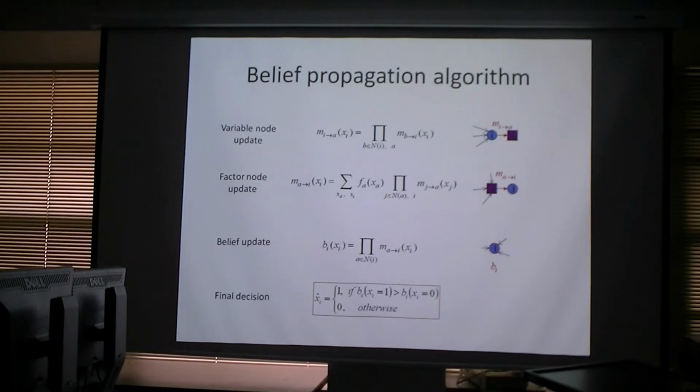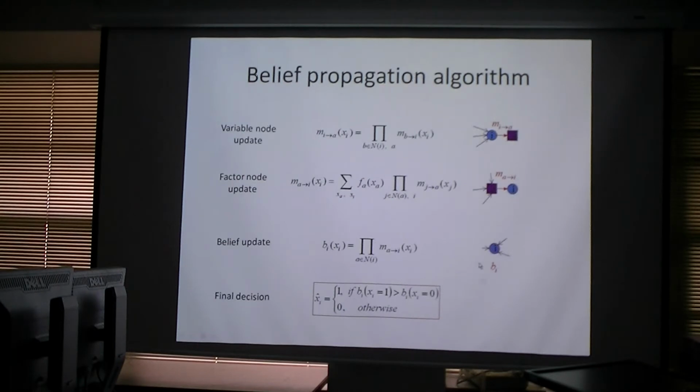And the belief propagation algorithm actually has several steps. For the first step, we update the variable node. It means that the message sent from the variable node i to the factor node a is equal to the product of all the incoming messages except the one sent from the factor node a. And then we update the factor node. It means that the factor node a will send a message to the variable node, which is equal to the product of all the incoming messages times the factor function fa.